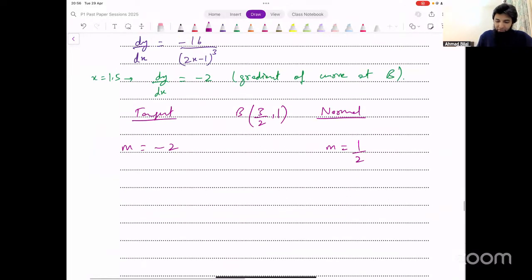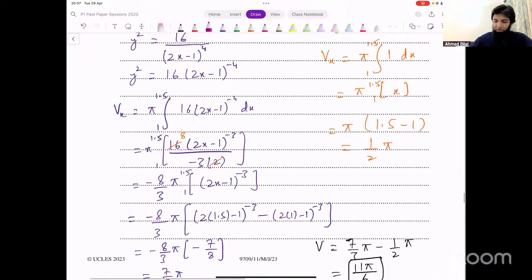Now, can you write down the equations for both of them? y minus y1, that means y minus 1 equals m, which is minus 2, into x minus x1, that's x minus 3 over 2. That's the equation of the tangent. Similarly, equation of the normal: y minus 1 equals 1 over 2 into x minus 3 over 2.